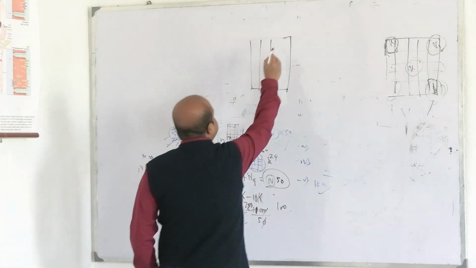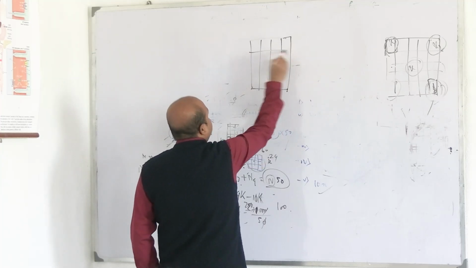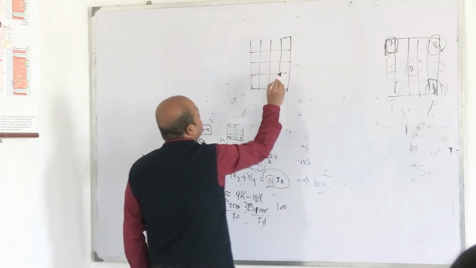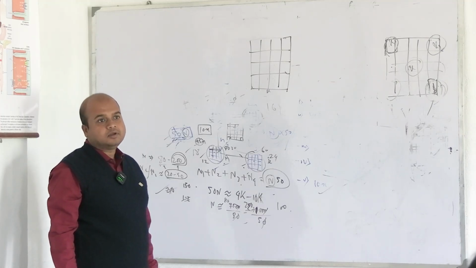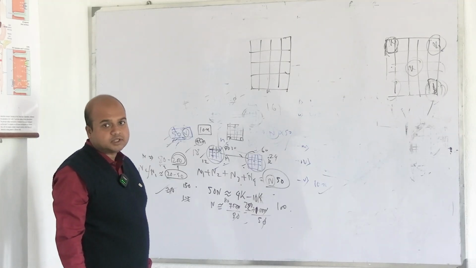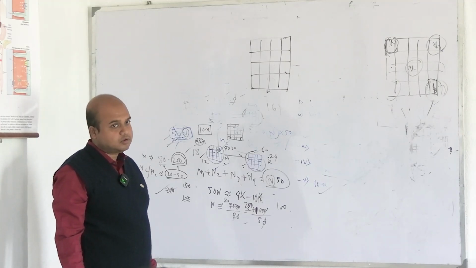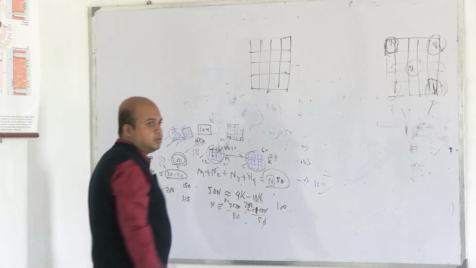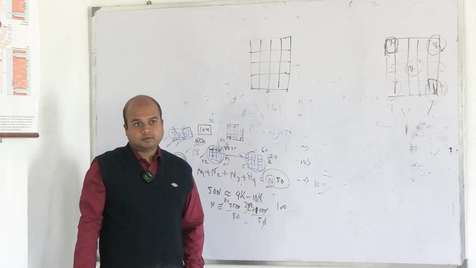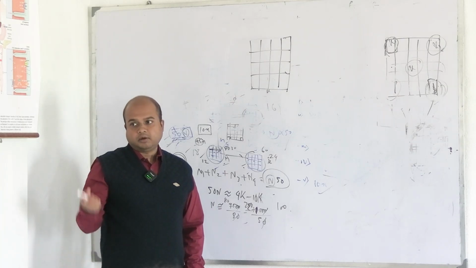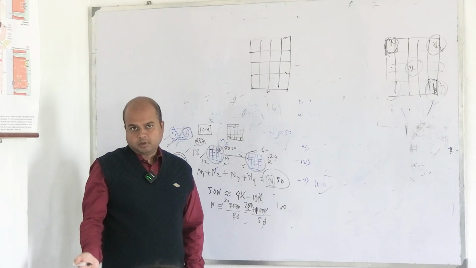In case of WBC, if the large square is, what is the dimension of the large square? Dimension of a large WBC square, anyone? 1 mm into 1 mm.